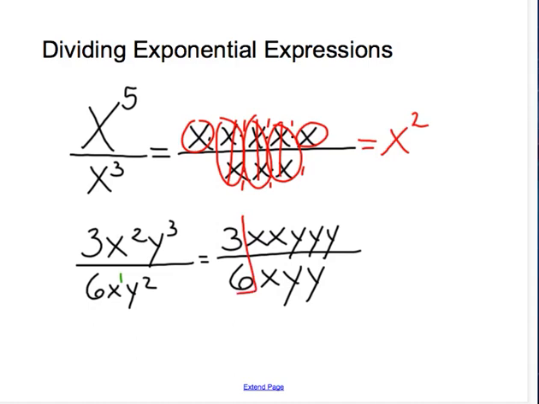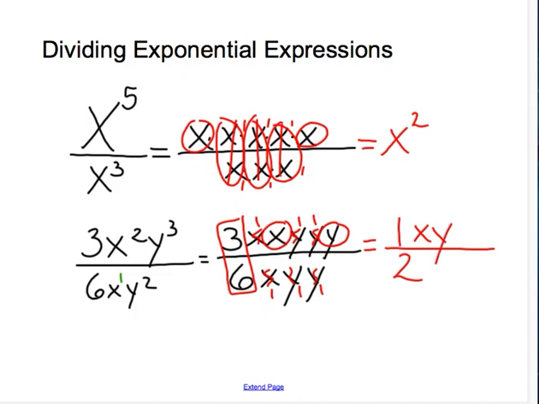Let's take a look at our coefficients. 3/6 pretty easily reduces to 1/2. So let's go ahead and write that in as part of our answer. Now let's go ahead and reduce where we can. We've got an x here and an x here that both reduce to 1. We've got a y and a y, another y and another y. Those are all going to reduce just to 1. And all we're left with is an x and a y in the numerator. So 1xy over 2 is our answer.